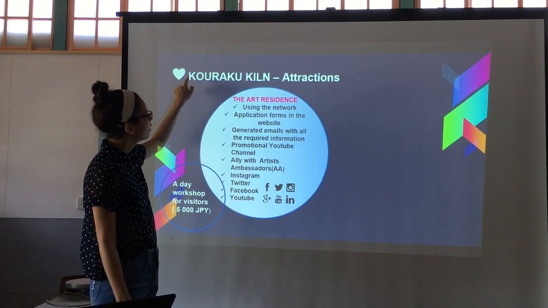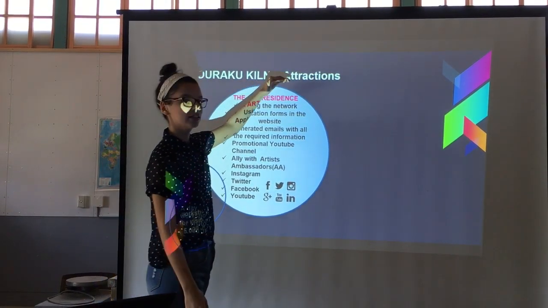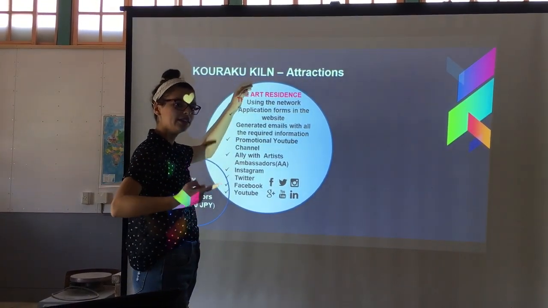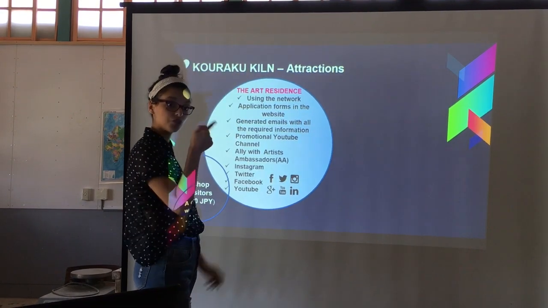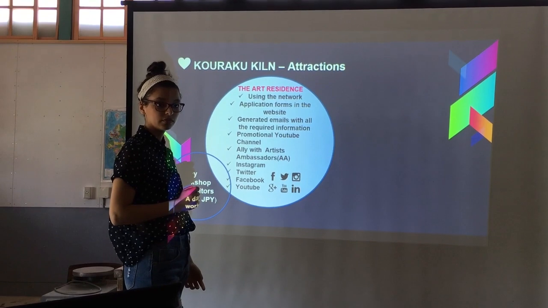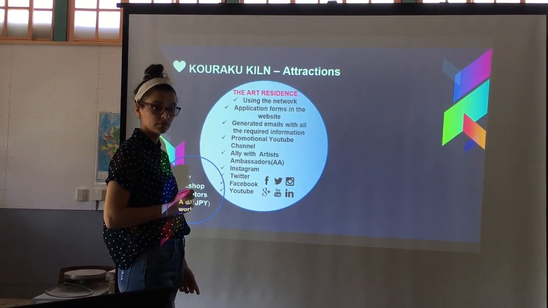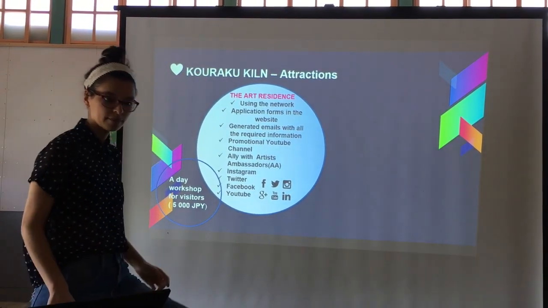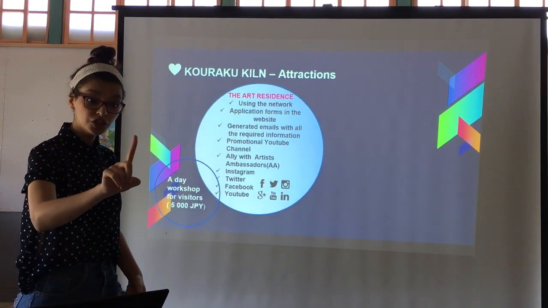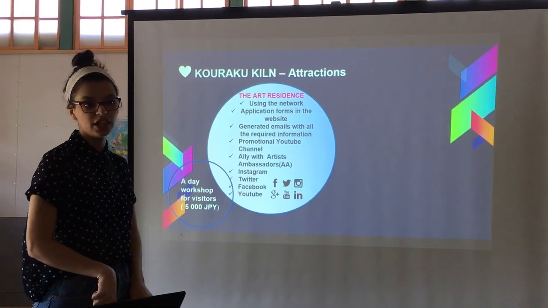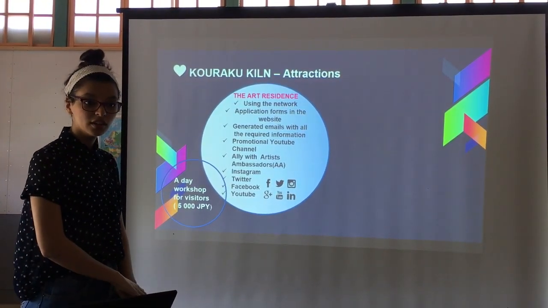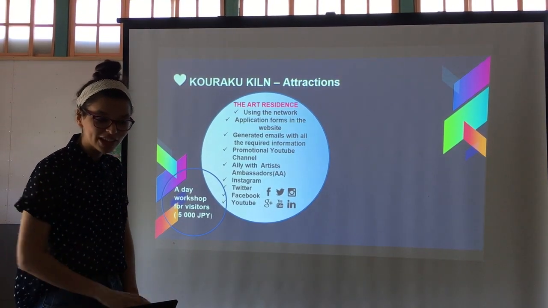We can put Kouraku Kiln, the art residence. Kouraku Kiln, create another page, Kouraku Kiln treasure hunting. See? But for example, we can get Kouraku Kiln art residence and take all the contacts of Happy Lucky. We're just going to change it in the page. We're not going to lose anyone. Only the name will change.